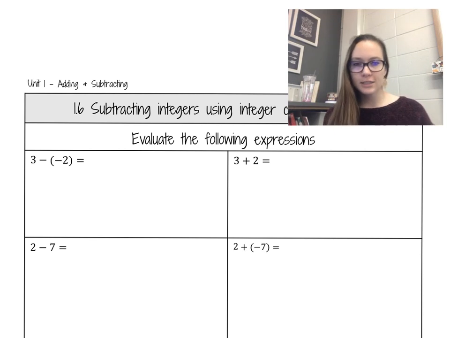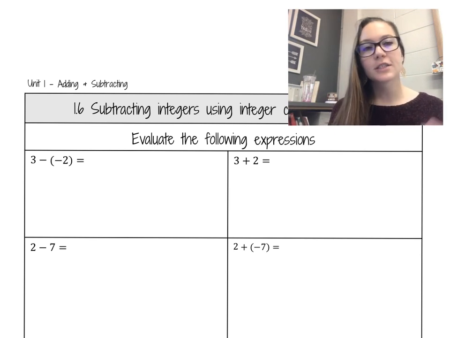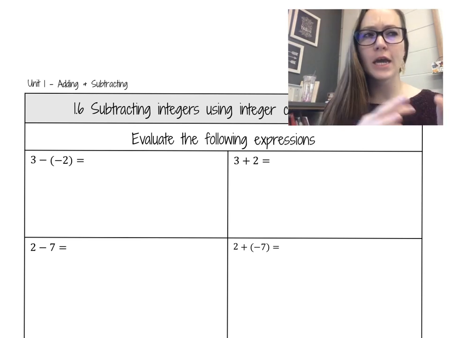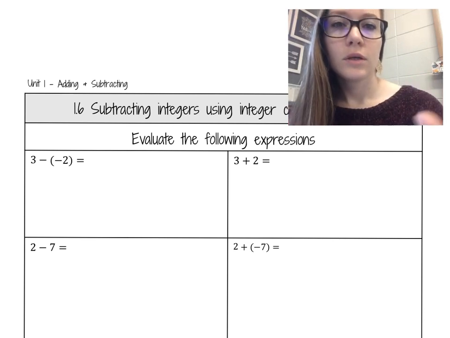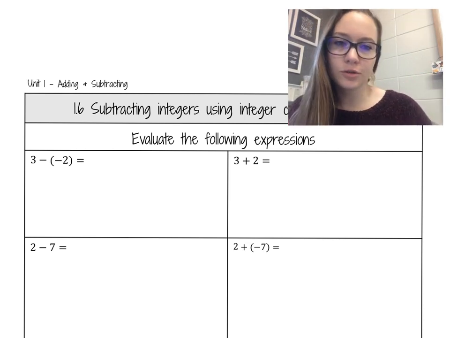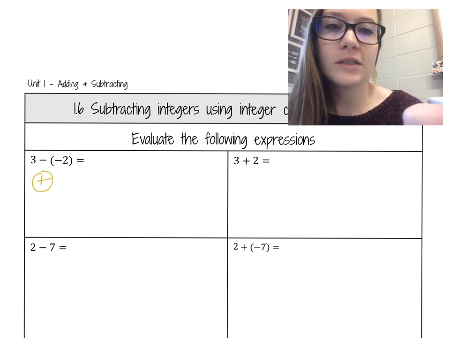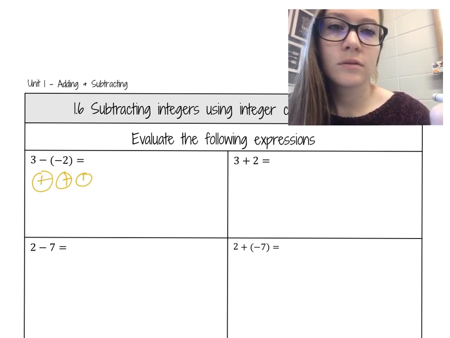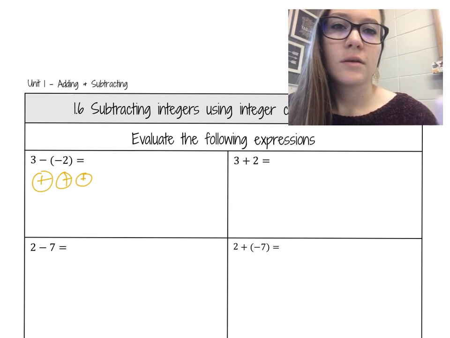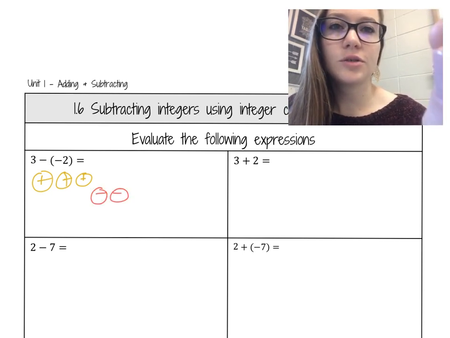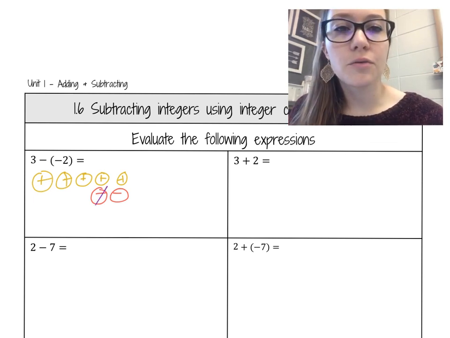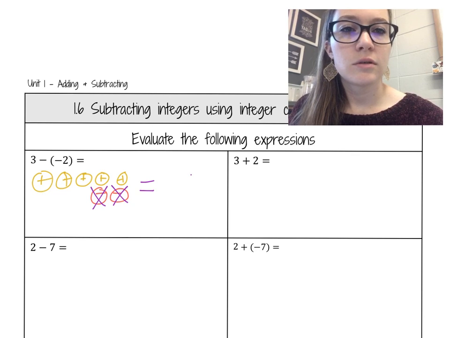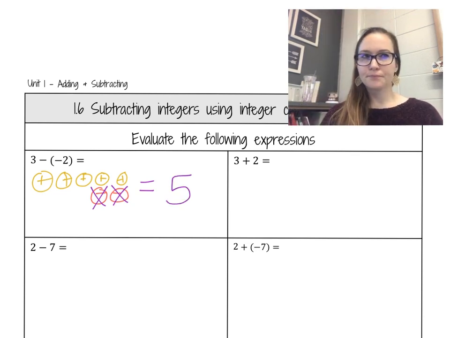So using that concept of adding 0 pairs, I'm going to do that and kind of compare some things. We're going to use integer chips for all of them. So 3 minus -2. I'm going to have 3 positives. Okay. I need to be able to subtract -2. So I'm going to add enough 0 pairs until -2 appears. Okay. Then I'm going to get rid of my -2. And I'm left with 5.